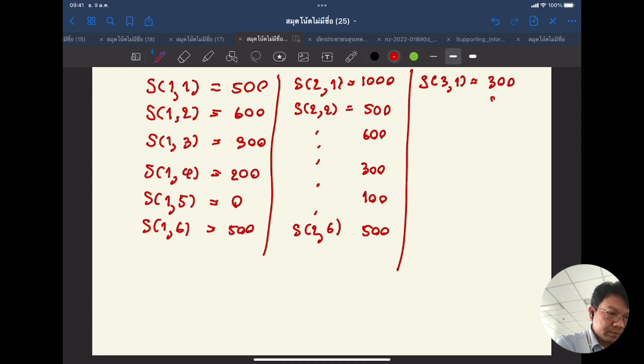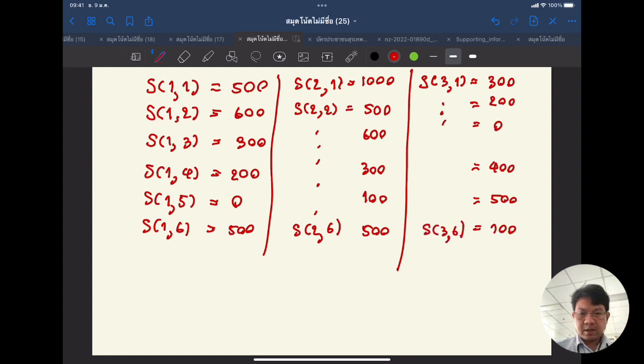300, 200, right? 400, 500 and 100. We still have to write down the equality constraint on market demand for products 4, 5, 6 and 7. You can do it by yourself.